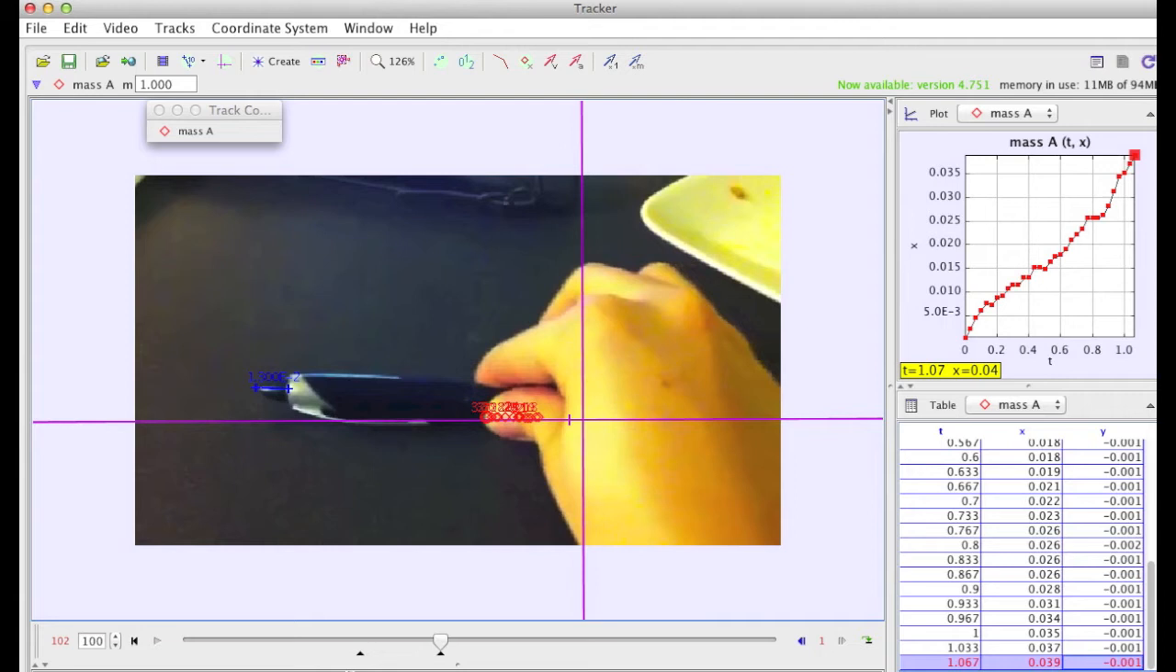And then you can also see the little red dots on my thumb. Those show how my thumb travels throughout the entire video in contact with the pen. That's just the point that I chose to keep track of throughout the entire video.